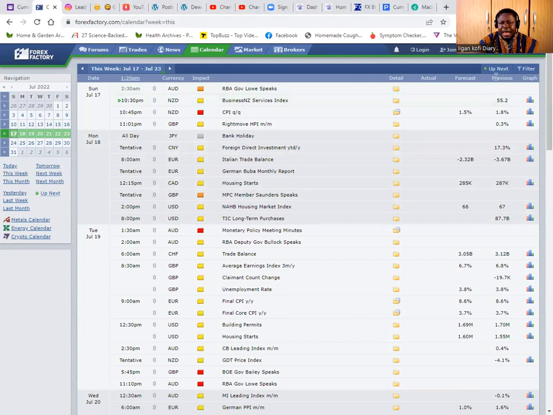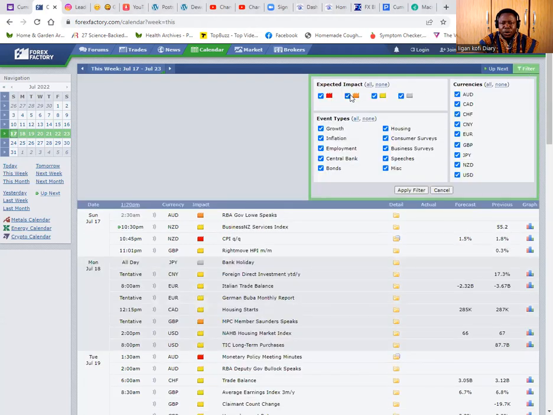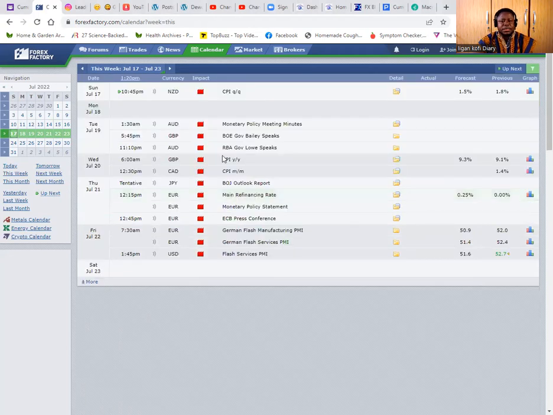Okay, let me filter and look for only the dangerous news with high impact. Okay, this is the news with high impact for the week. I have already talked about this too, the news calendar. It's part of my tutorial video. So if you want to go watch it, that will be fine, in case you don't know how to scan and know the news that is going to come in the course of the week.